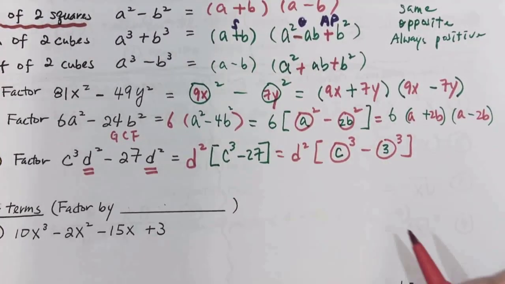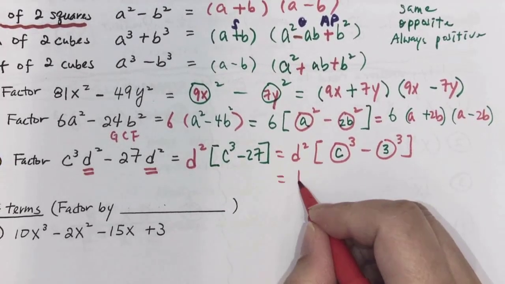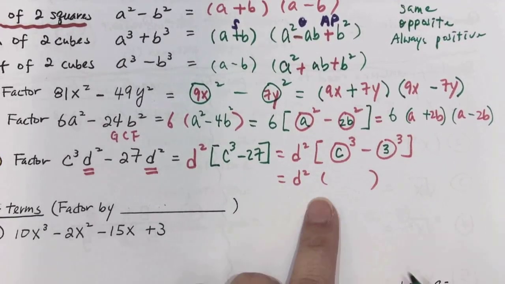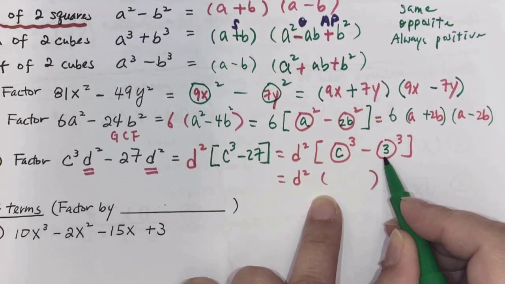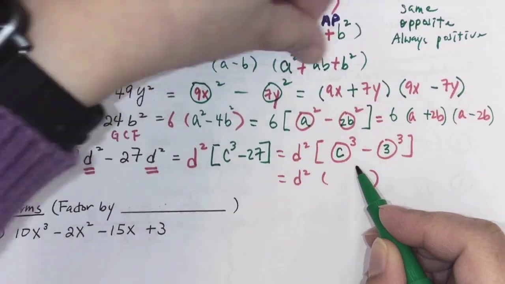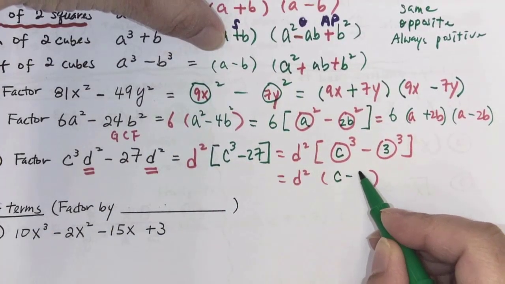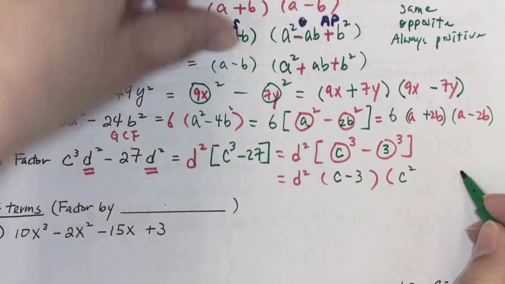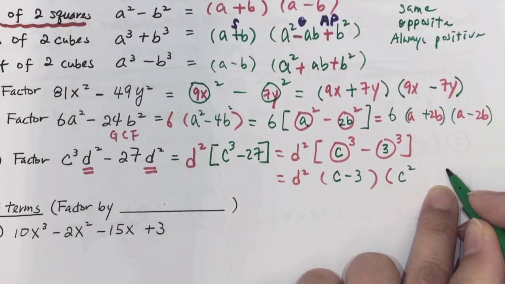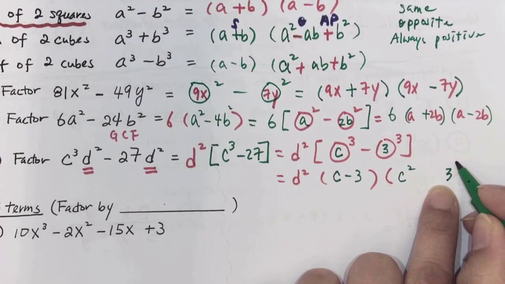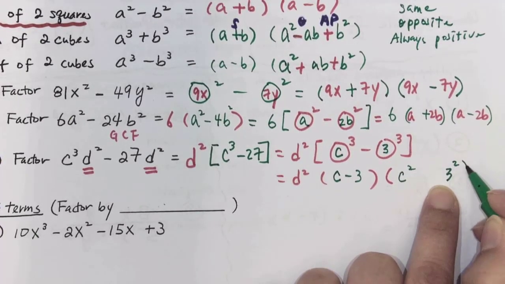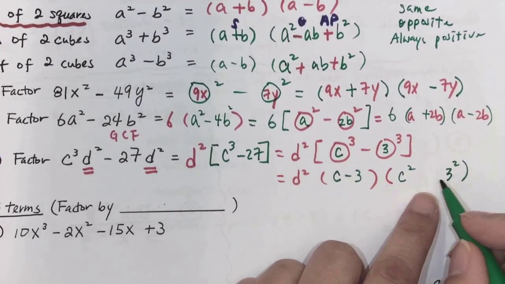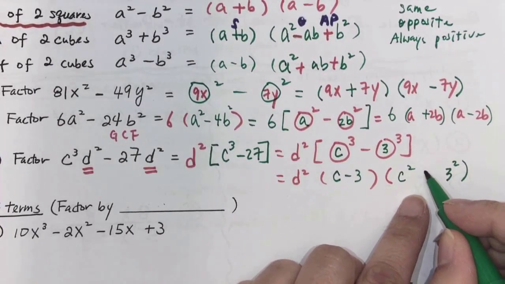So we have to follow that thing we did earlier. d squared stays here, write down the first part without a cube, which means what? Write down this without a cube, just like this: c minus 3. The first term needs to be squared. The last term needs to be 3 raised to the second power. The inside part is one of each, so you have 3c.